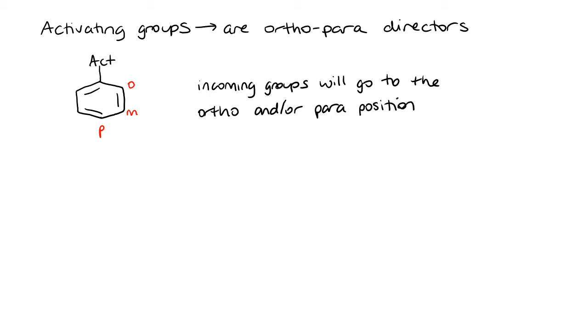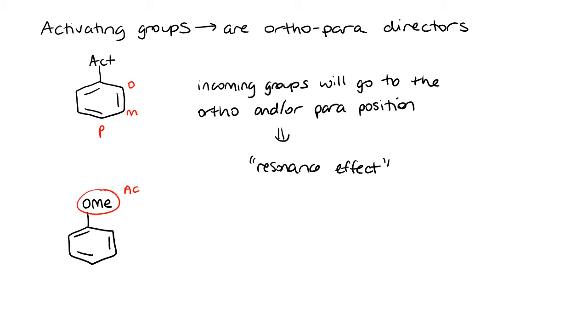Now this type of directing that activating groups are capable of participating in is known as the resonance effect. And the reason it's the resonance effect has to do with the arenium ion intermediate, which we'll see on the next slide. So let's take a look at an example. If we were to have a benzene ring with an OMe group attached, now this is considered an activating group.